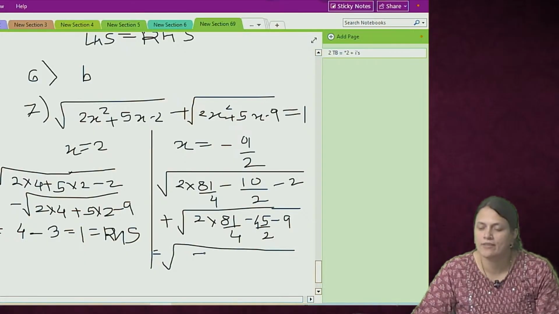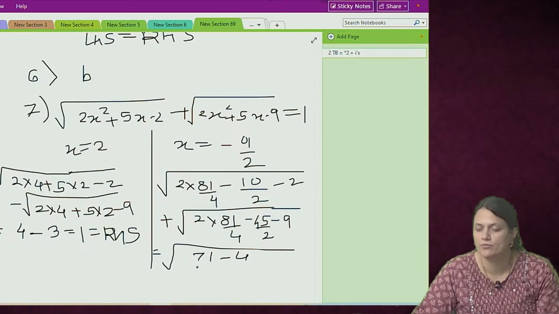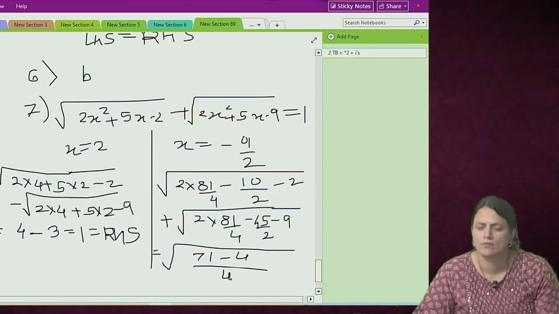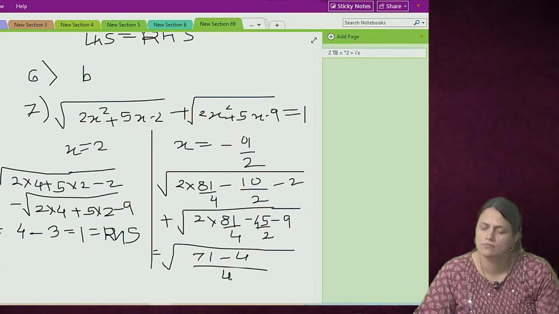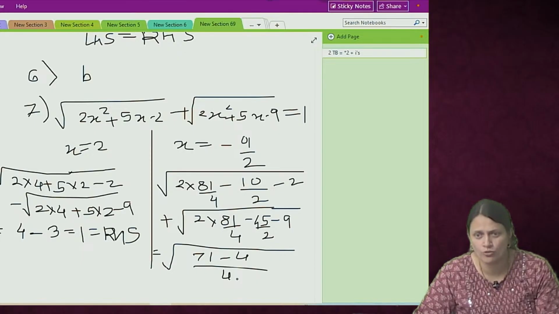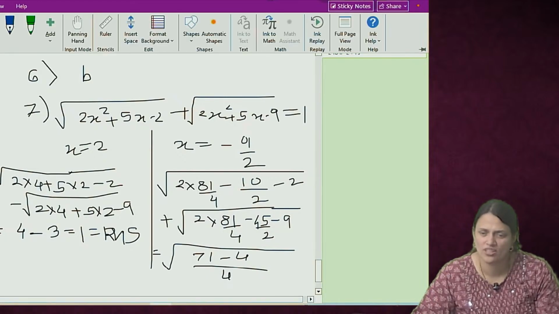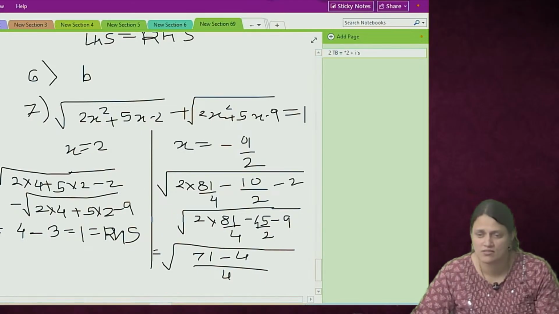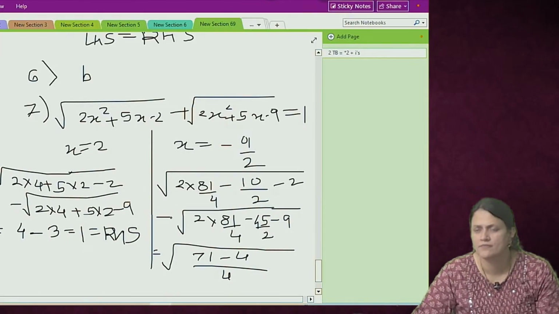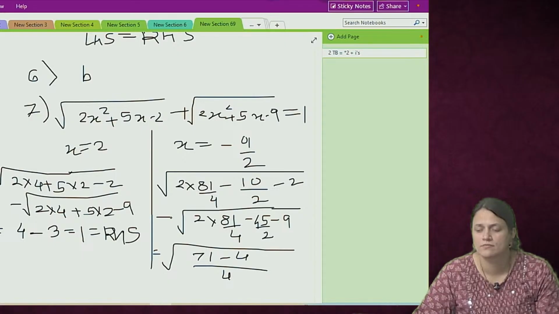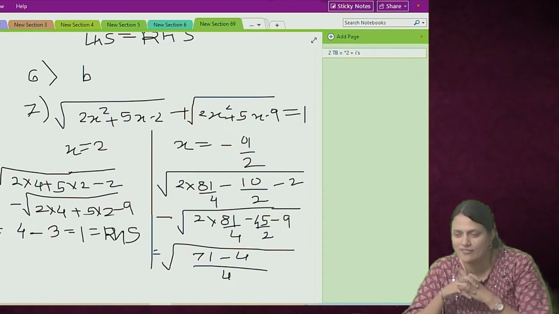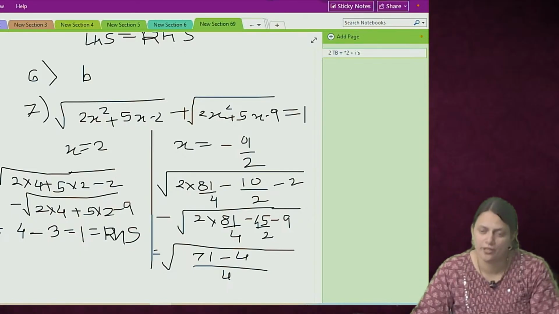81 minus 10 म्हणजे 71 upon minus 4 upon 2 upon 4. 67 आ रहा है, 67 upon 2 4 ना, minus है पर what I have done, this is minus, something is wrong. हाँ वहीं पे कुछ तो गड़बड़ है. It should be minus 45 upon 2.